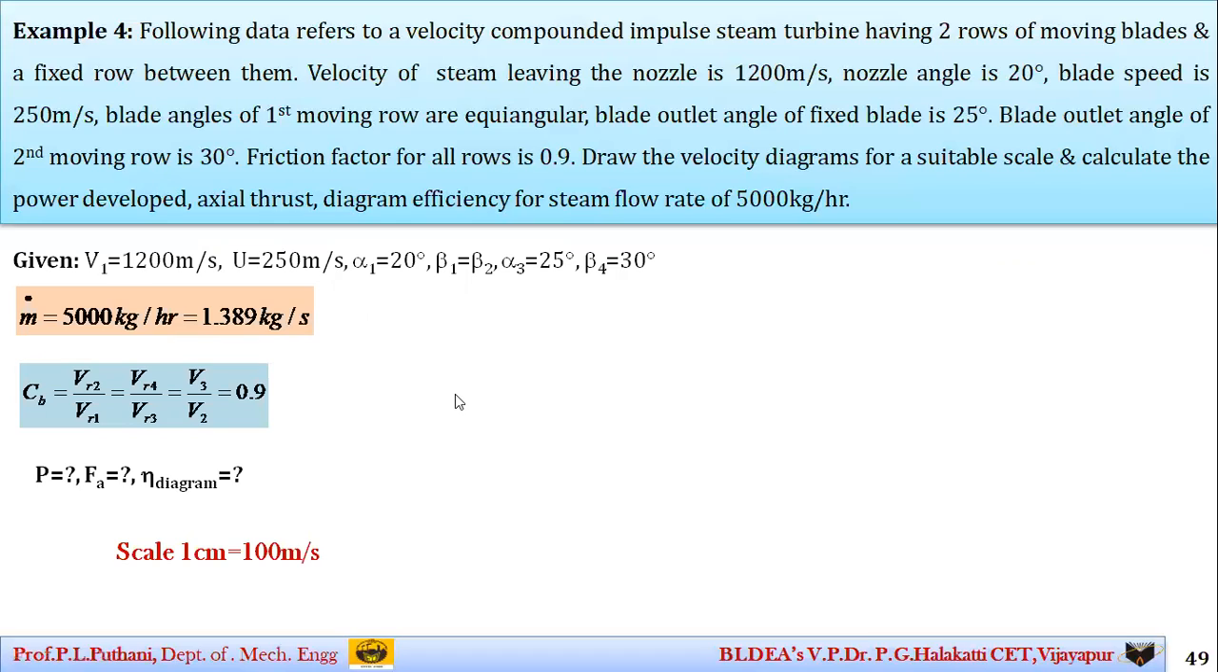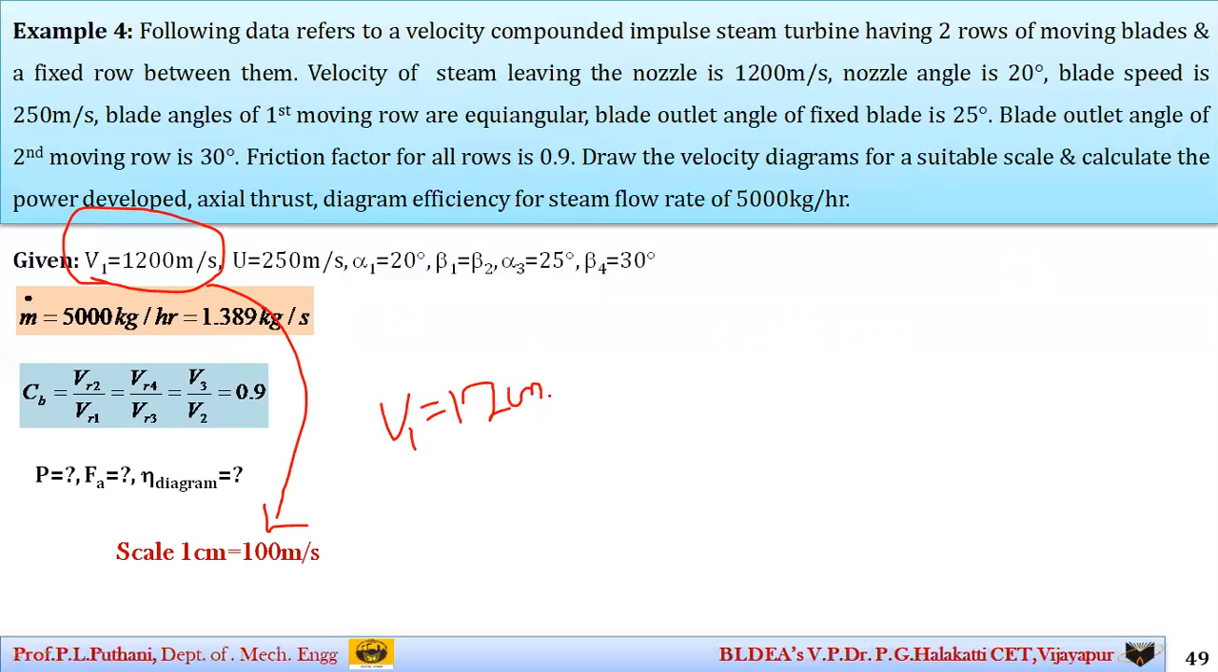And the scale which we need to choose here is 1 centimeter is equal to 100 meters per second. Why? The reason is, if you observe the value of V1, it is 1200 meters per second. So when you choose the scale 1 centimeter is equal to 100 meters per second, the value of V1 becomes 12 centimeter. To draw this particular length in your answer sheet is a large size itself, again the 12 centimeter itself.